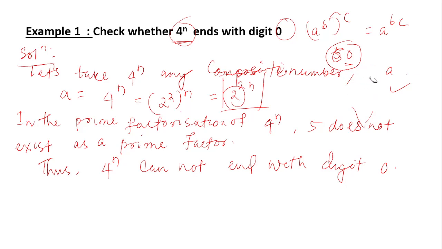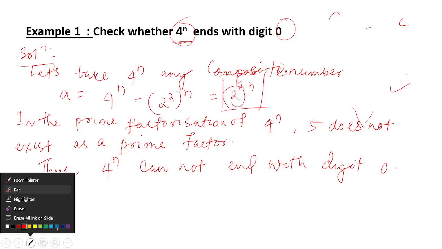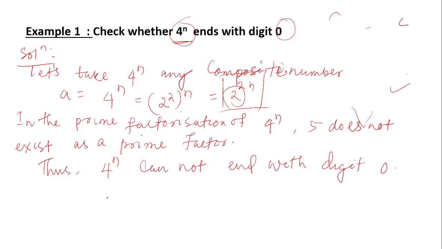I hope this is clear. I have a task for you. You have to write down whether 6 to the power n can end with digit 0 or not. You have to write it yourself.